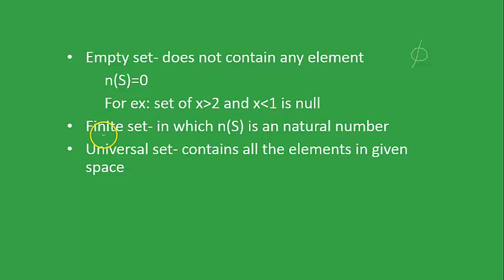The second frequently occurring set is the finite set. In this, the number of elements is a finite natural number. For example, the set of students present in your class is a finite number, and thus the set representing it is a finite set. The third set is the universal set, which contains all the elements in the given space.